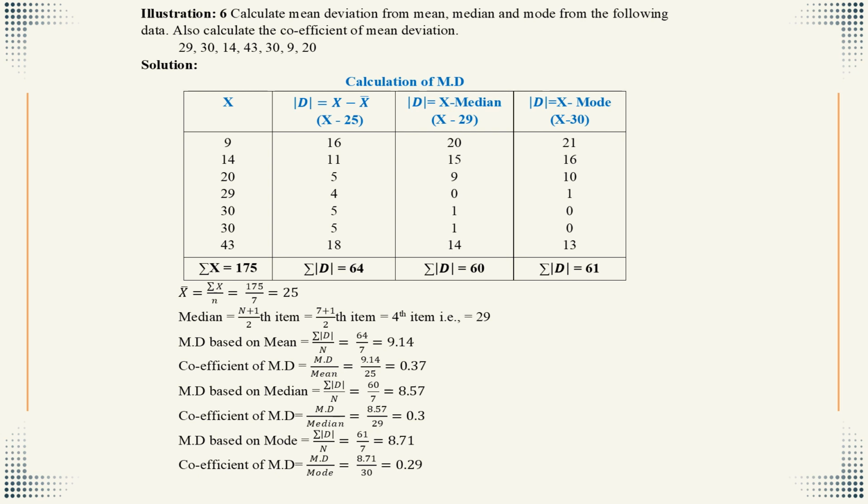Then the mean deviation based on mean has been calculated: sigma modulus d divided by 7 equals the mean deviation based on mean. That is now 9.14. The coefficient of mean deviation is mean deviation divided by mean. The mean deviation you calculated is 9.14, and the mean value is 25, which equals 0.37. So the mean deviation based on mean is 9.14.